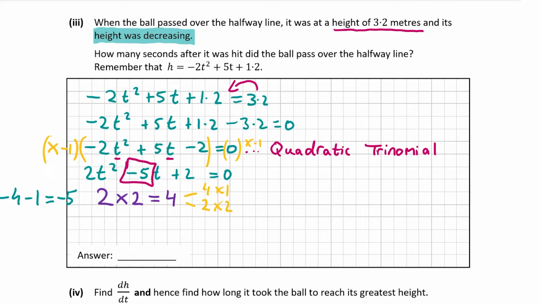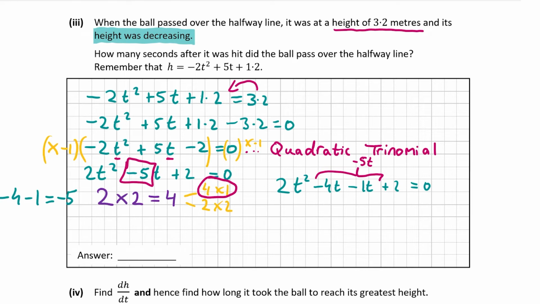So we're going to rewrite the equation with the 4 and the 1. So I'm going to rewrite that as 2t squared minus 4t minus 1t plus 2 is equal to 0. Now that's the exact same equation. The minus 4t minus 1t in the middle is the same thing as minus 5t, because minus 4t minus 1t is minus 5t. So I haven't changed the equation, I've just rewritten it slightly, but it equals the same thing.